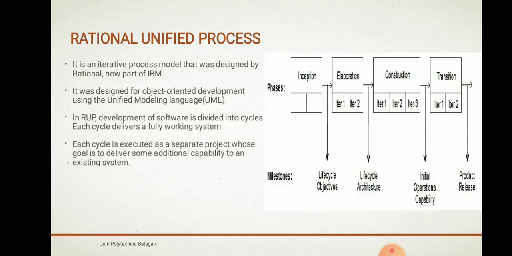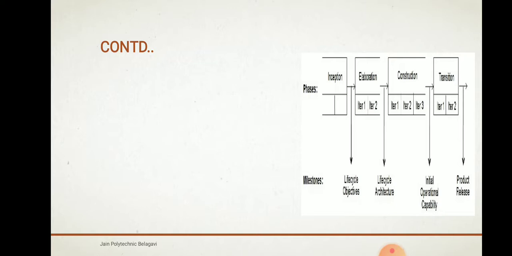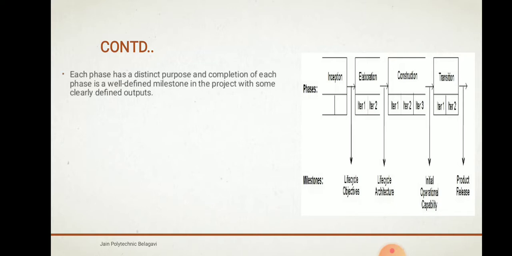So the inception phase will be executed as a separate project, elaboration as a separate project, construction separate and transition separate. Its goal is to deliver some additional capability to an existing system. So for a project, the process for a cycle forms a process. Now here each phase has a distinct purpose and completion of each phase is a well-defined milestone.